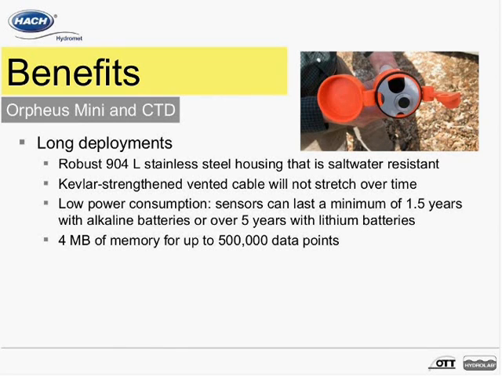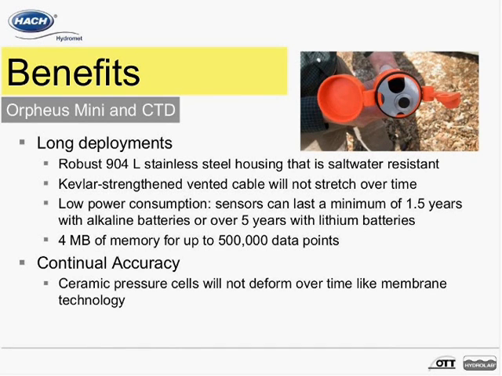The accuracy and strength of ceramic pressure cells should not be overlooked. Ceramic pressure cells are much better suited in harsh environments than silicone strain sensors, whose membranes deform over time and are susceptible to puncturing in the cleaning process.